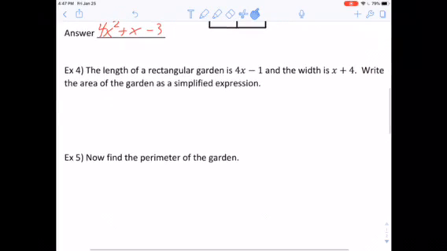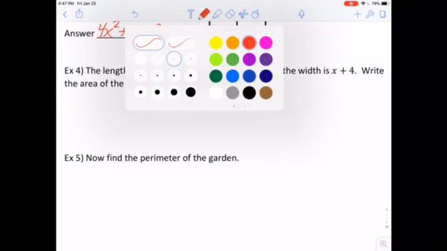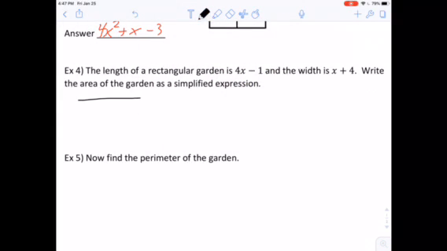So this word problem says, the length of a rectangular garden is 4x minus 1, and the width is x plus 4. Write the area of the garden as a simplified expression. Let's start by understanding what the situation is. The garden is rectangular. The length is 4x minus 1, while the width is x plus 4.